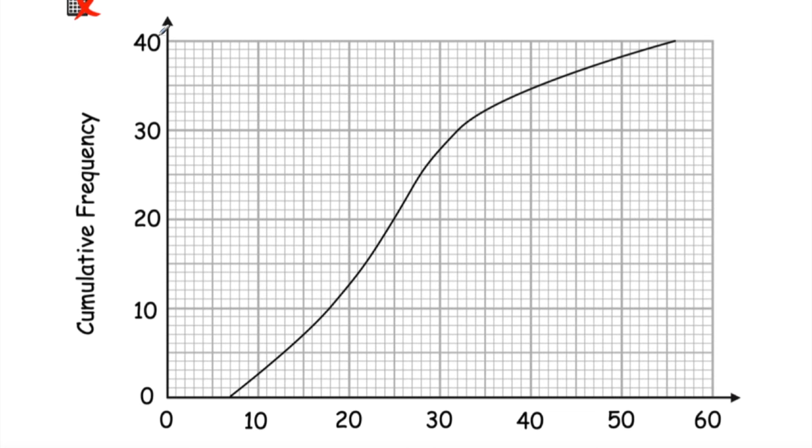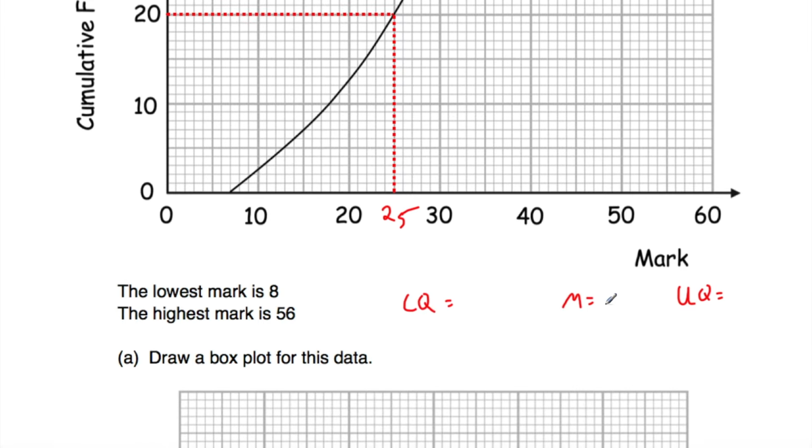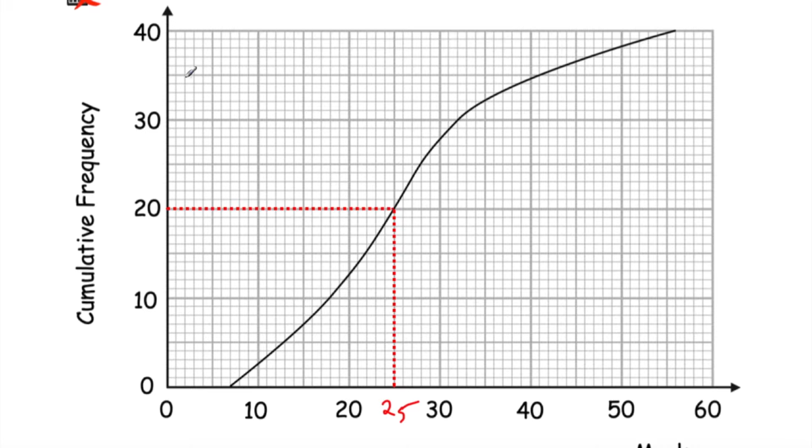So if we look at the cumulative frequency, it goes up to 40. So you can see here the curve goes up to 40. So that means that there's 40 students altogether. So if we want to find the median, we're going to go to 20 across and down. So let's get our ruler and pencil and see what we get for the median. Going from 20 across and down brings us to 25. So the median mark would be 25 marks. That's 25 marks.